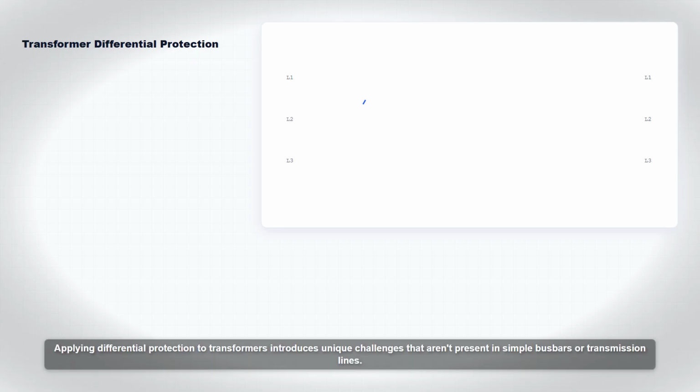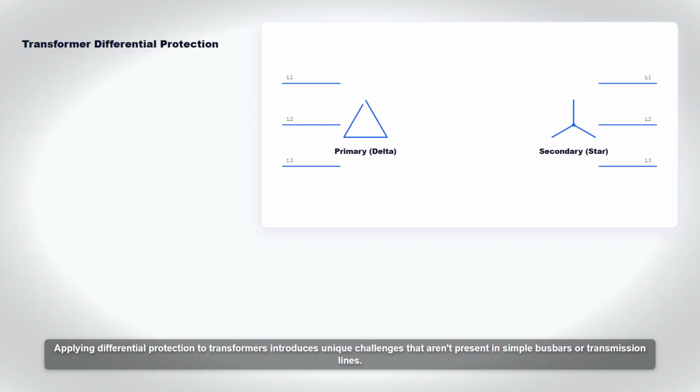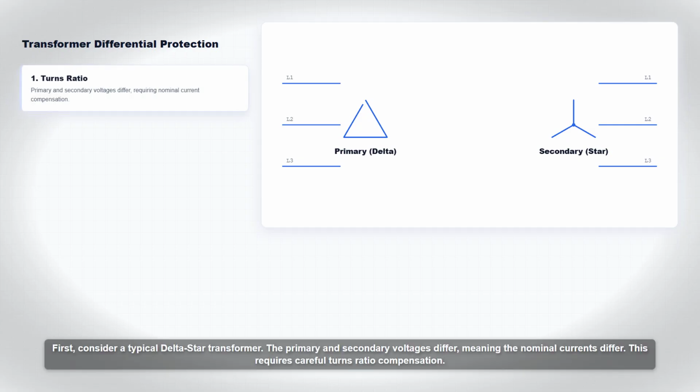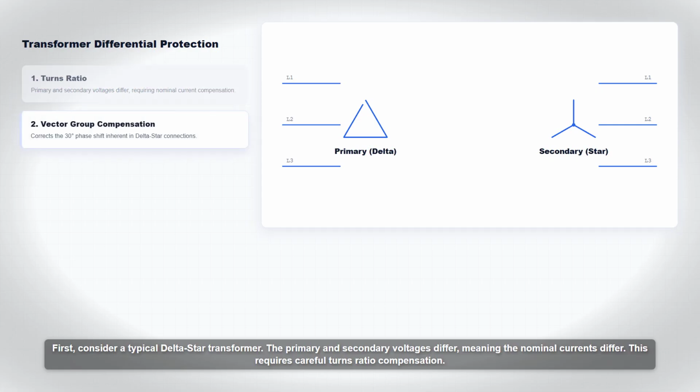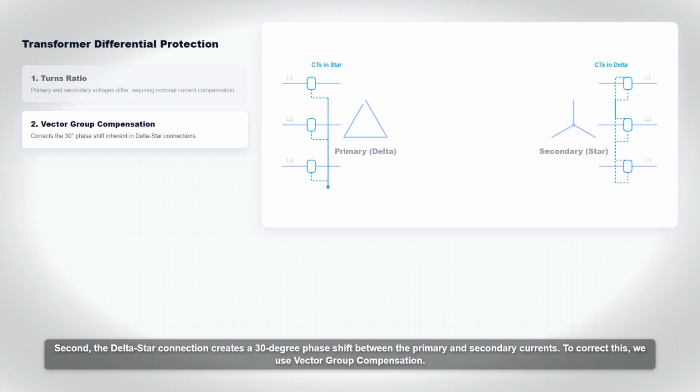Applying differential protection to transformers introduces unique challenges that aren't present in simple busbars or transmission lines. First, consider a typical delta-star transformer. The primary and secondary voltages differ, meaning the nominal currents differ. This requires careful turns ratio compensation. Second, the delta-star connection creates a 30-degree phase shift between the primary and secondary currents. To correct this, we use vector group compensation.